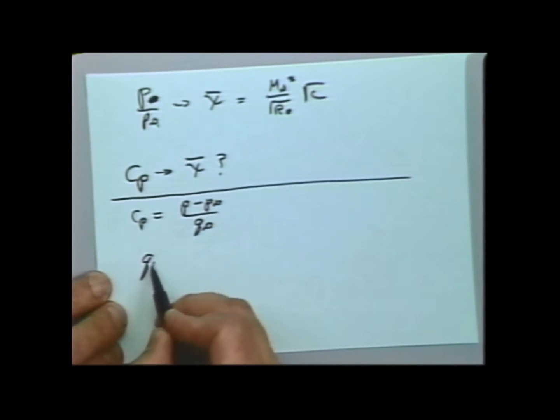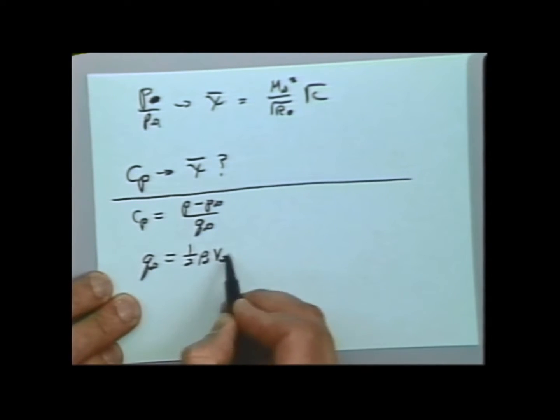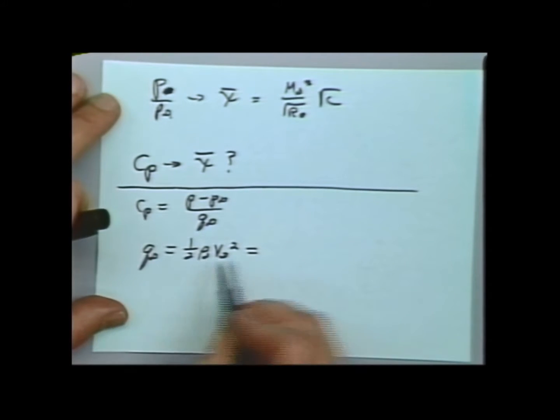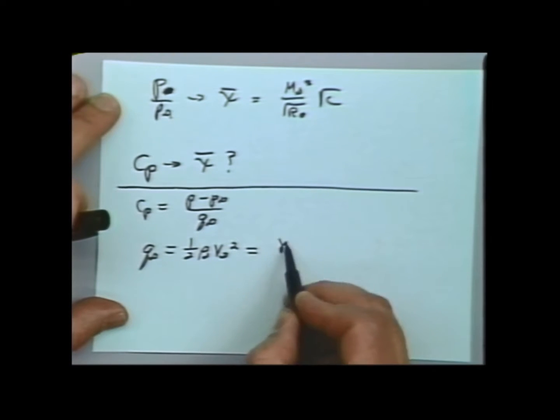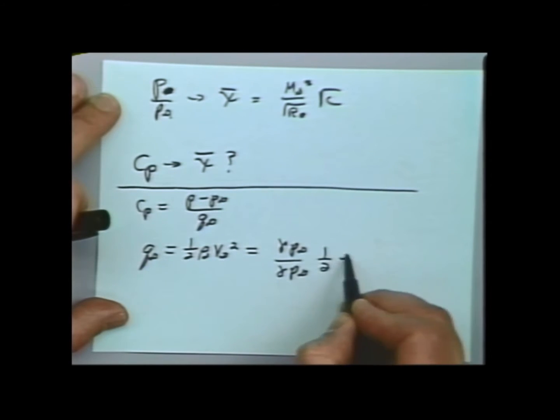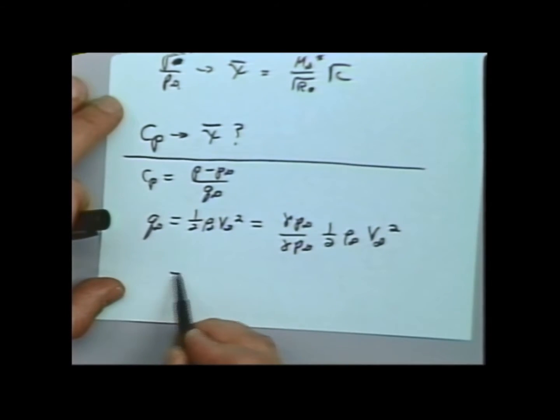Let's look at the dynamic pressure, Q infinity. By definition, it's 1/2 rho infinity V infinity squared. Okay? Let me take this and multiply and divide by gamma times P infinity: gamma P infinity over gamma P infinity times 1/2 rho infinity V infinity squared. Now we'll carry this on down here.